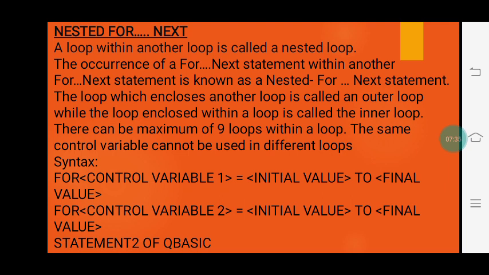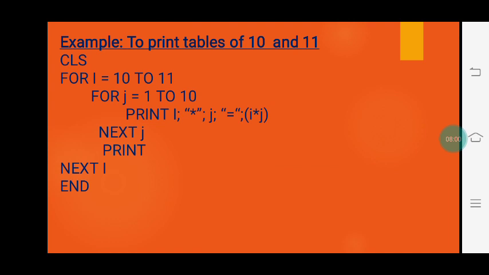Okay, so this is the syntax. For control variable 1 is equal to initial value to final value, for control variable 2 is equal to initial value to final value, then statement 2 of QBasic, statement 1 of QBasic, then next control variable 2 and next control variable 1. Now let us see the example to print tables of 10 and 11.